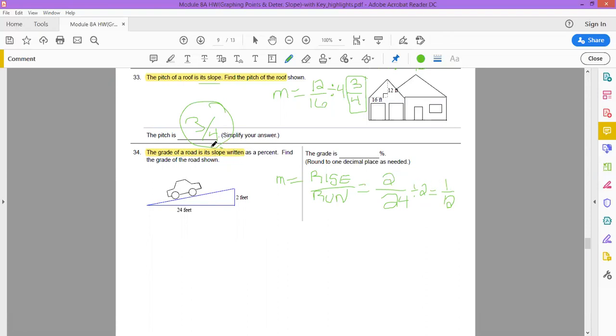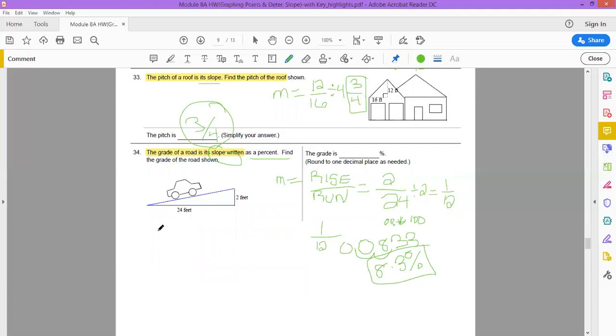Now we're taking this slope and we're writing it as a percent, which means we're going to take our fraction and divide it to get a decimal. 1 divided by 12 would give us 0.083, and the 3 repeats itself. To change this decimal to a percent, you can either move the decimal 2 places to the right, or you can multiply by 100. So we move the decimal 2 places to the right and we'll get 8.3%.